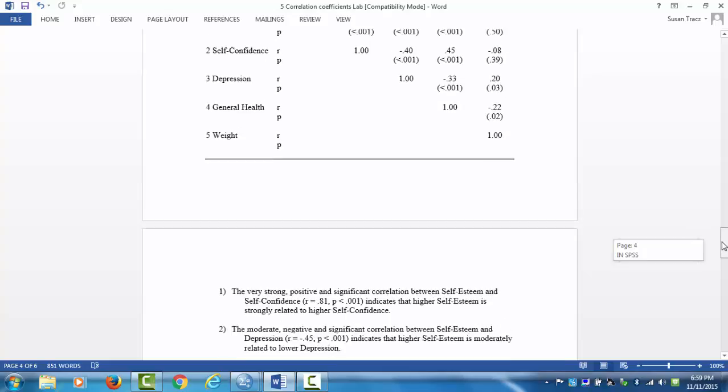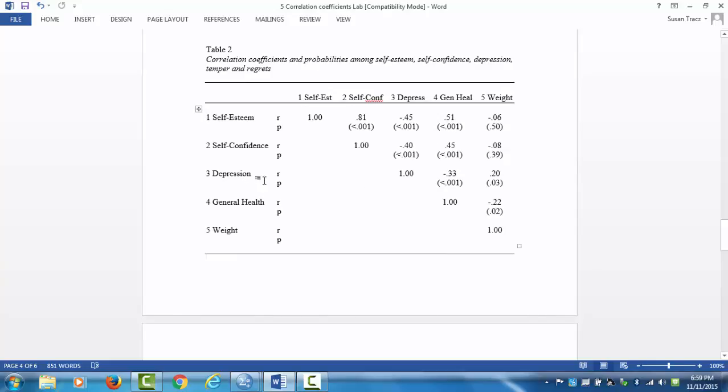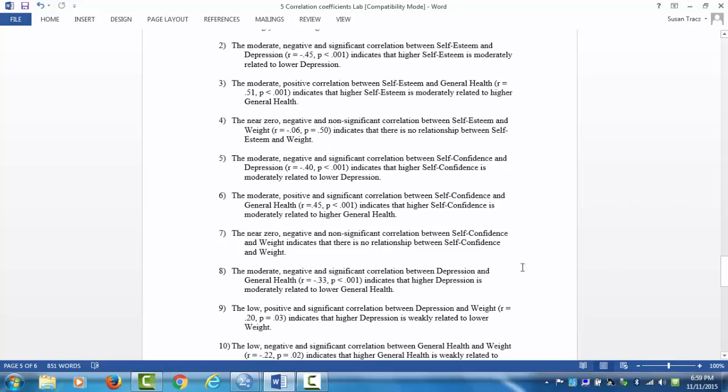Let me pick another one here. How about the relationship between depression and general health? This is a minus 0.33, and the probability is less than 0.001. Again, this is significant. So here we say moderate, because of the magnitude, negative because there's a negative sign, and significant because the probability is less than 0.05. The correlation between depression and general health indicates that higher depression is moderately related to lower general health. So again, here we have a high-low, low-high relationship.